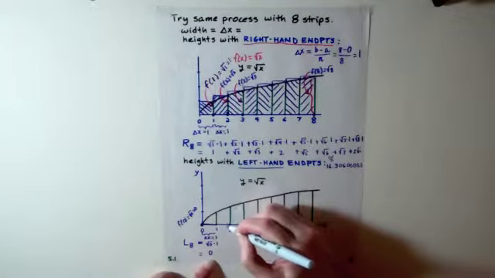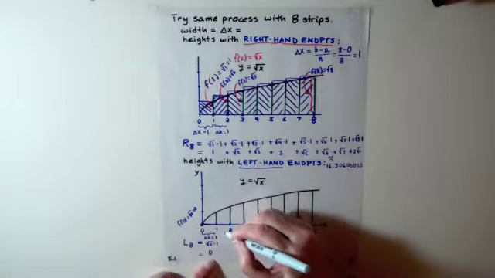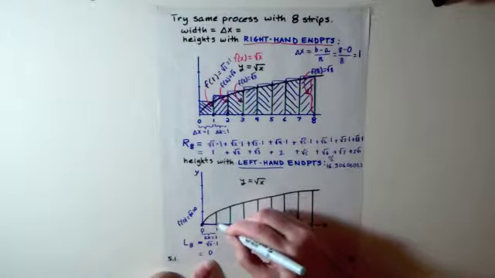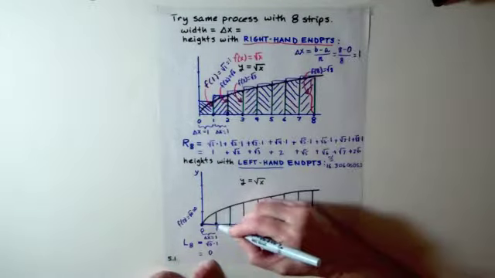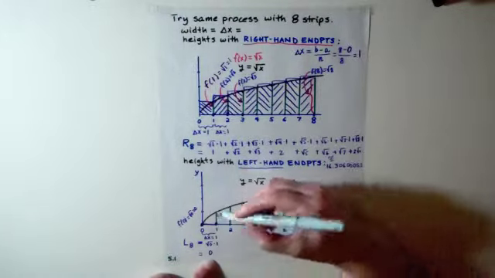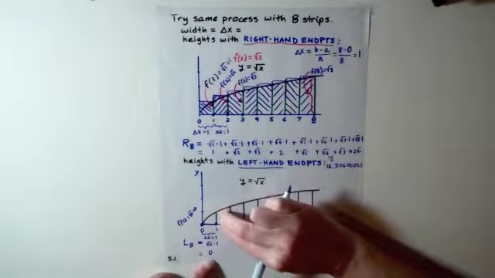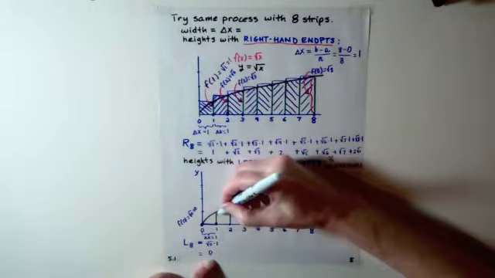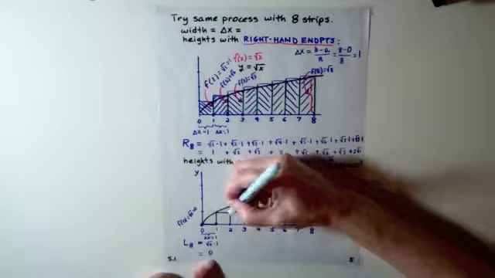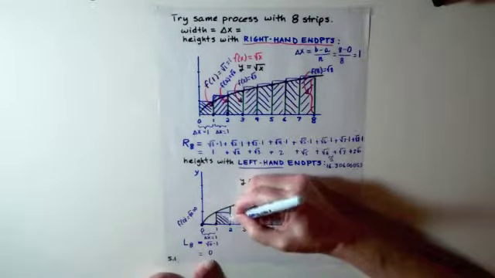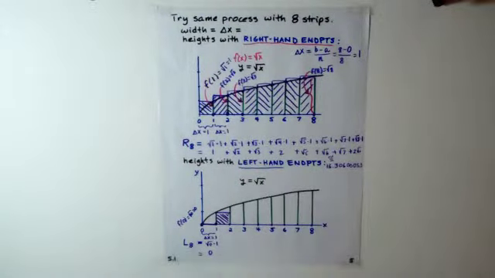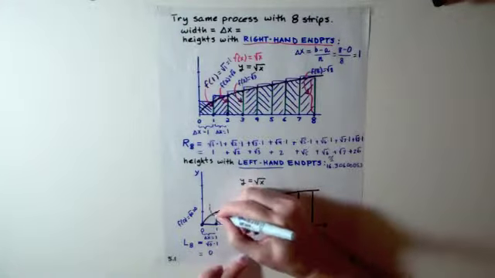Again, I want to choose the left-hand endpoint, so I'm looking at the interval from 1 to 2. I'm going to choose 1. I look at the height under the curve at x equal 1, so I'm going to be using this green height to create my rectangle, and I make a rectangle that is that high. So my second rectangle will look like this.